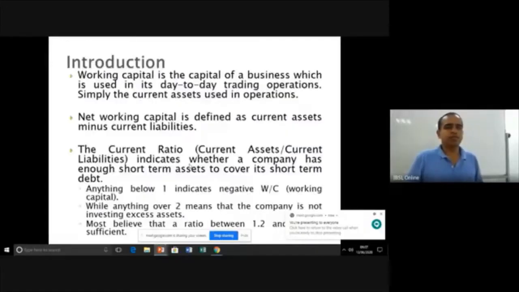Right, for homework, I would say you can try as many ratios as possible using not only these figures, but whatever figures that you have. Working capital management. Sorry about that, guys.